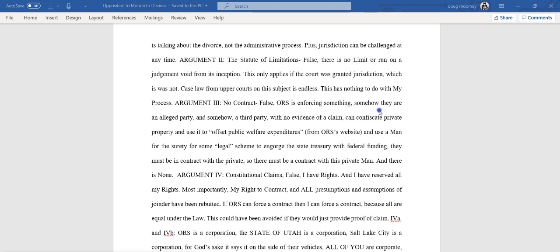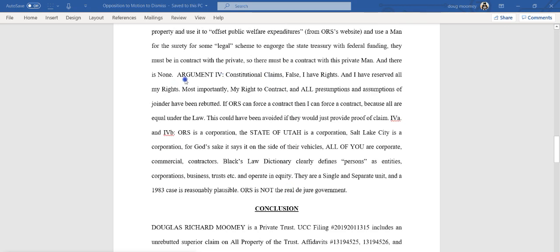ORS is enforcing something, but somehow they are an alleged party, and somehow a third party with no evidence of a claim can confiscate private property and use it to offset public welfare expenditures. And that's what they're doing. That's exactly what they're doing. And use a man for the surety for some legal scheme to engorge the state treasury with federal funding. They must be in contract with the private, so there must be a contract with this private man. And there is none. So, argument 4, constitutional claims, false.